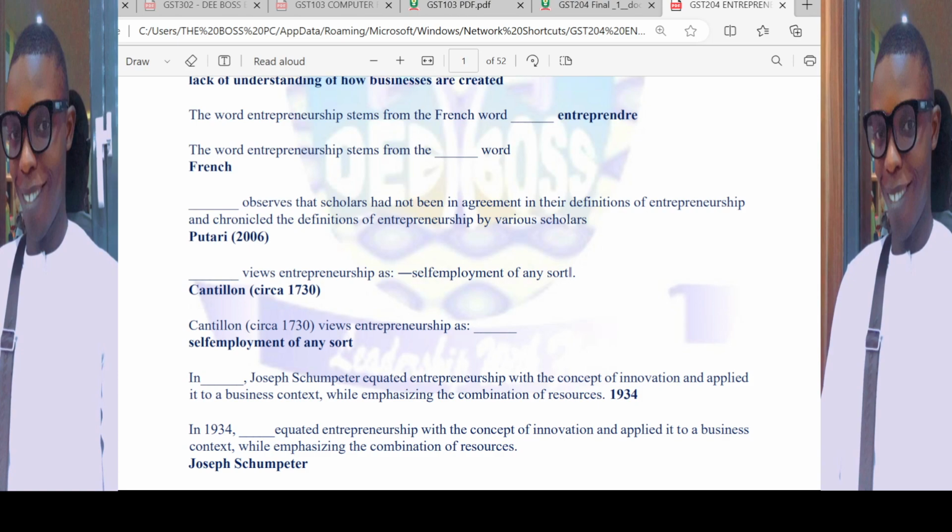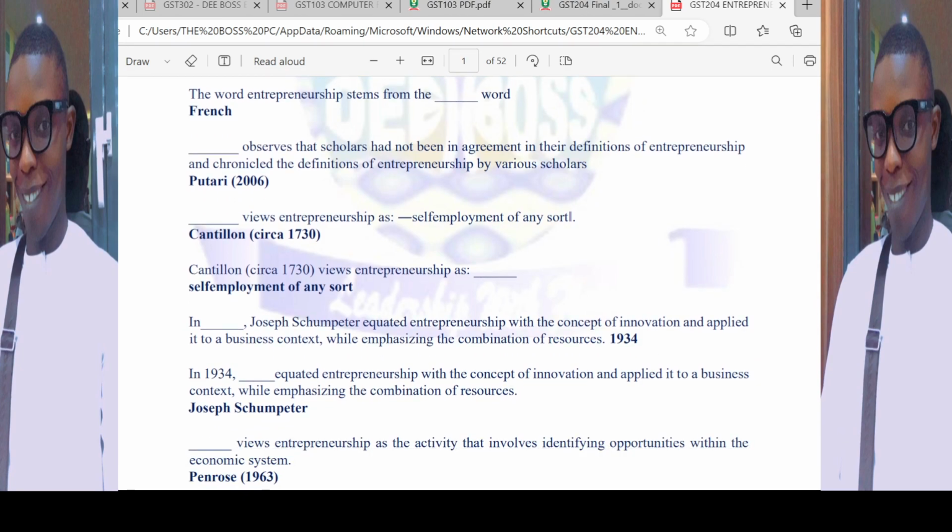Now we have Cantillon, who views entrepreneurship as self-employment of any sort. So please mind the names. Cantillon, in his work in 1730, is saying that entrepreneurship is self-employment of any sort. That means you're not employed, you're not engaged by another person to serve in their establishment for a living.